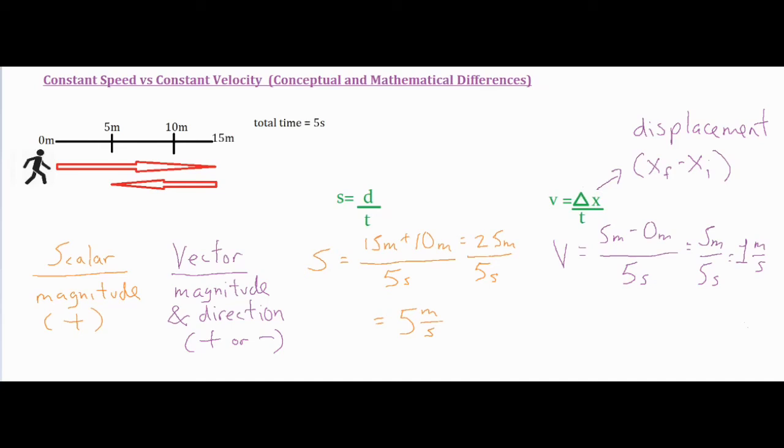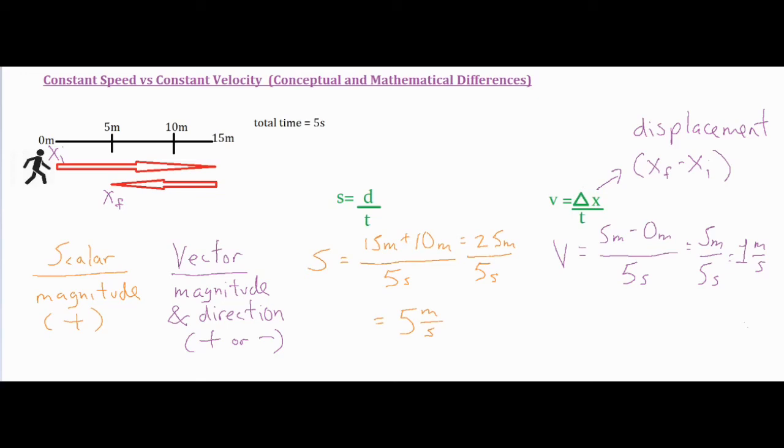So all you have to do here is find your displacement by finding your final position. Here's our final position. This is where we ended our problem. And then we subtract our initial position from our ending position. So we simply take a look at where we're ending, which was 5 meters, subtract where we're starting, 0 meters, and then divide that by our total time of 5 seconds.